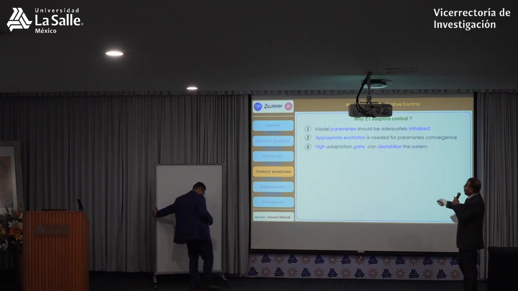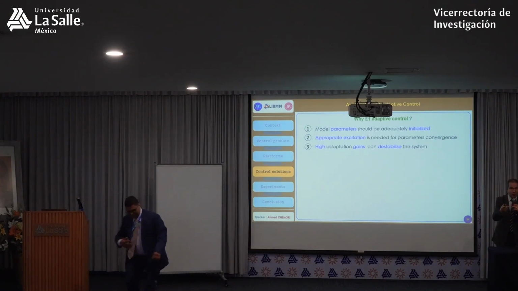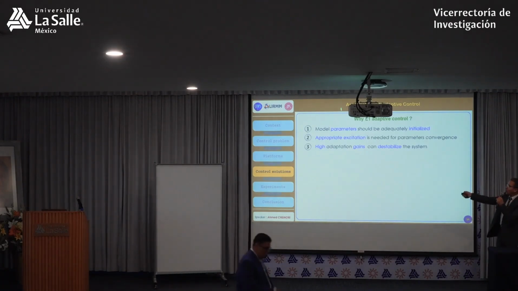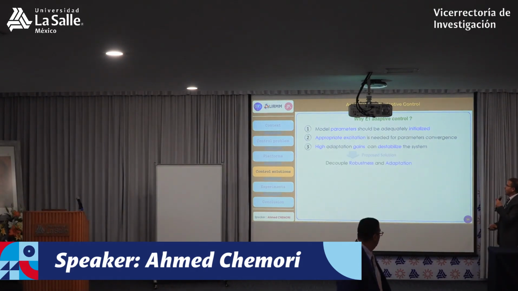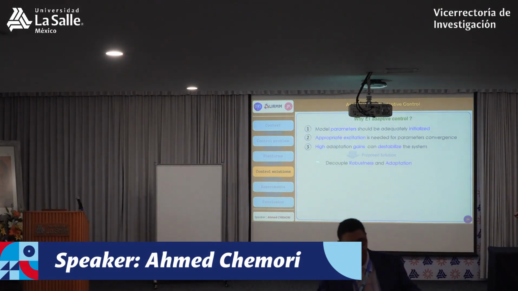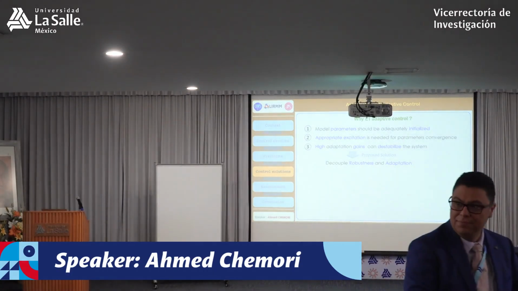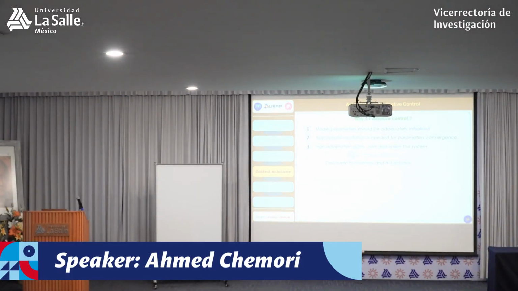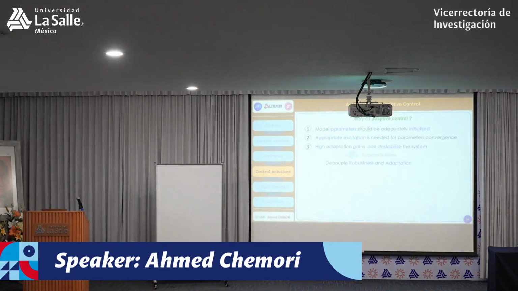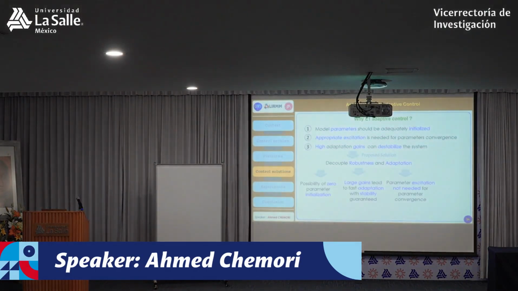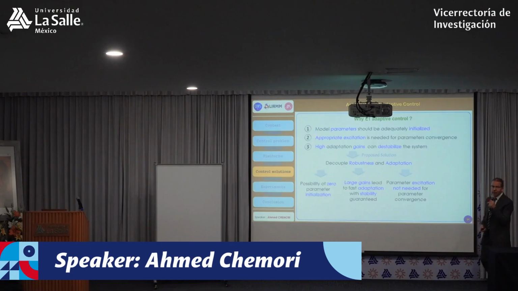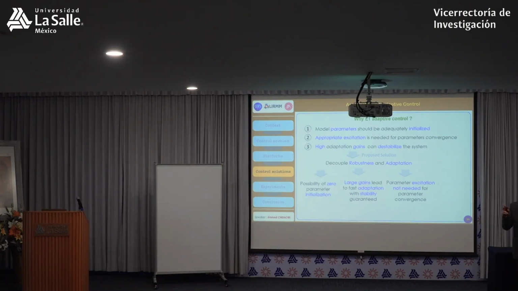All these issues, and L1 adaptive control was designed to avoid all of them. How was it designed? It was designed based on a decoupling between robustness and adaptation, using a low-pass filter. If you decouple robustness and adaptation, the consequence is the following: you can initialize your estimated parameters to 0. I don't know them, I have no a priori knowledge, I put everything at 0 and it works.